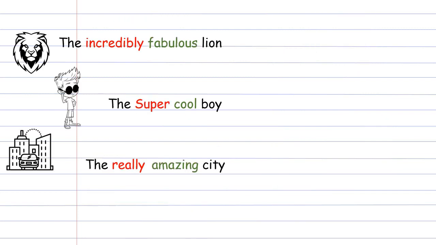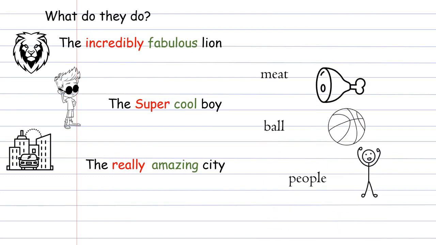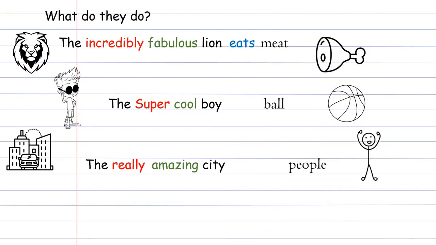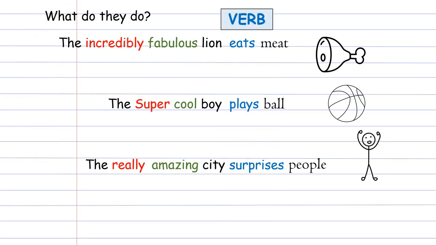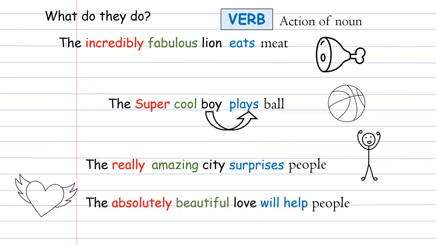Next, we need to ask, what do they do? Well, the incredibly fabulous lion eats meat. The super cool boy plays ball. And the really amazing city surprises people. This is the fourth element of the speech, the verb, the action of the noun. For example, the absolutely beautiful love will help people. Love is a noun, beautiful the adjective, absolutely is the adverb that modifies the adjective, and help is the verb.